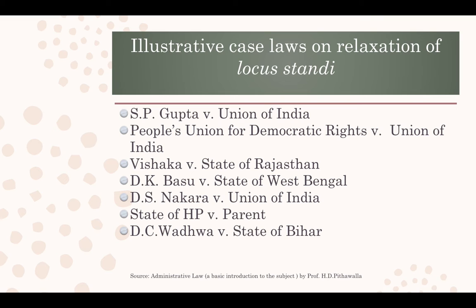And in People's Union for Democratic Rights versus Union of India, the petitioner, who was an NGO, a very public spirited NGO, was allowed to file a writ petition on behalf of persons belonging to socially and economically weaker sections employed in construction work for the Asian Games in 1982.